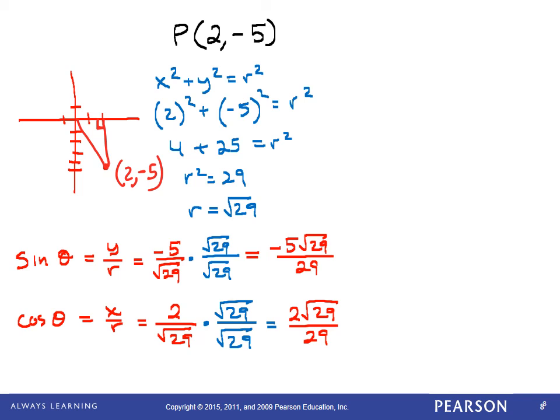Cosine theta, again, x coordinate over r, and you guys tell me if I'm going too fast. The x coordinate is 2, the r value is the square root of 29, perfect. And again, do the exact same thing we did before here. Multiply top and bottom by the same thing. Final answer.